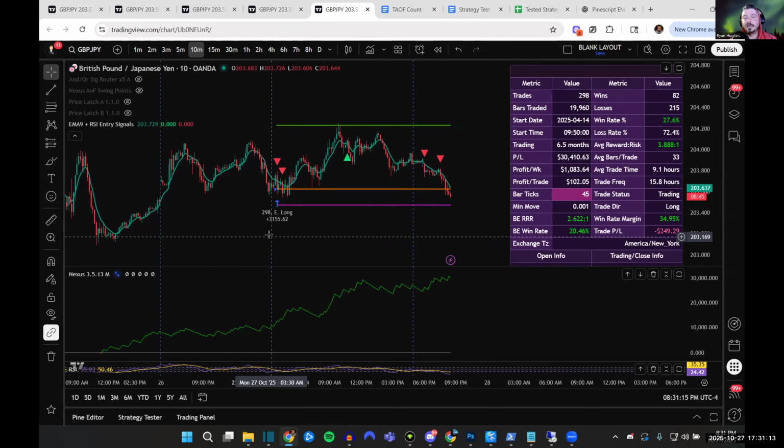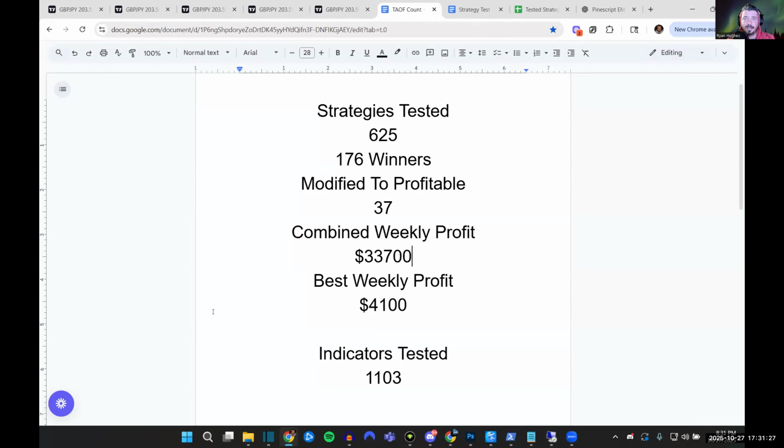But the thing is, another issue that people have, and I see this all the time, is they overcomplicate a strategy. I mean, that's just the bottom line. I've been able to take every single strategy that I have tested so far over, what are we at now?